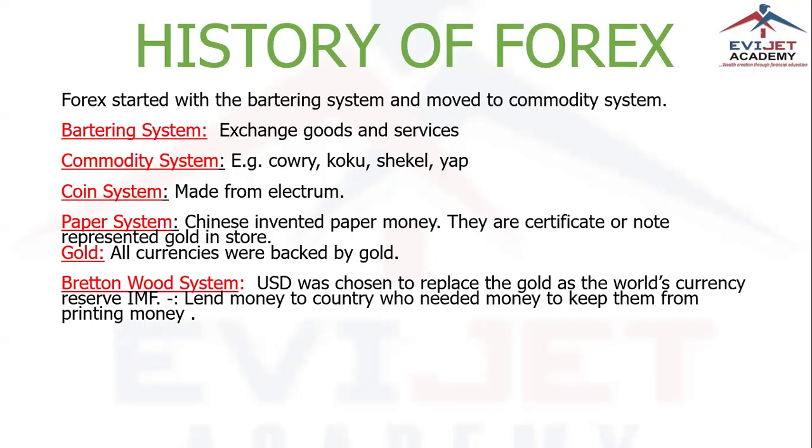Then gradually the system developed to what we call the commodity system. What are commodities? You see the cowries, cocoa, and yam. In the same Bible, you must have heard of 10 pieces of silver, a shekel. So these are actually exchange systems. That's how goods and services were exchanged.